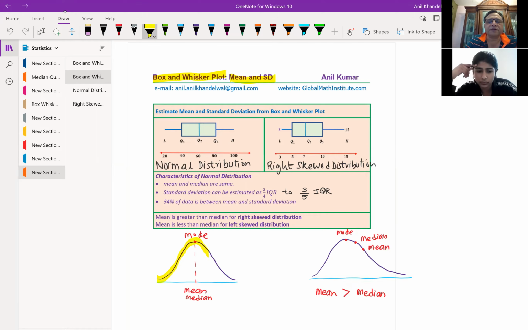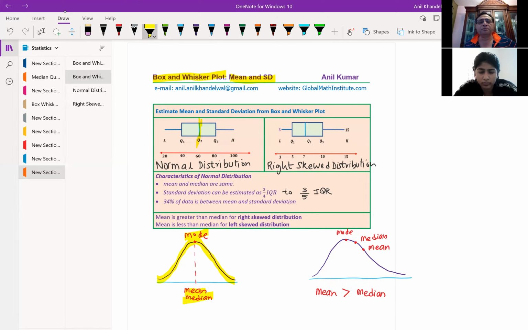If you see how the data is placed, most of the data will be right in the center. And therefore, since most of the data is right in the center, the mode is in the center, the mean is also in the center, and the median is also in the center. All the three are very close to one another, and we assume them to be at the center.